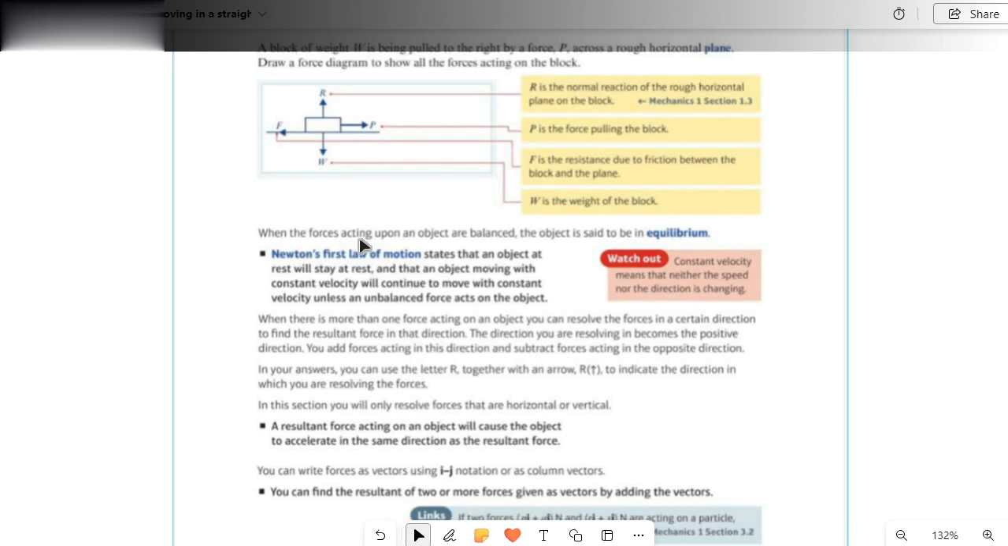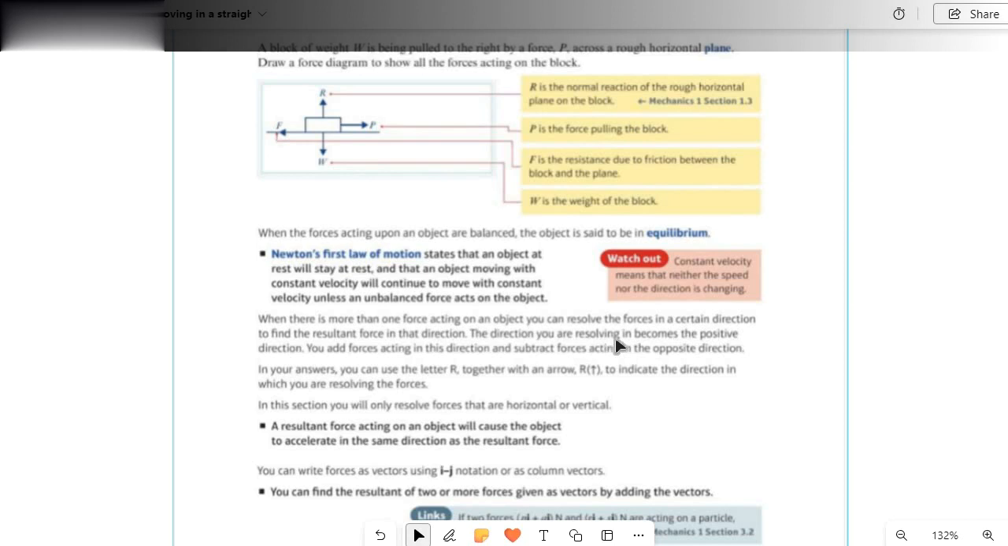When the forces acting upon an object are balanced, the object is said to be in equilibrium. Newton's first law of motion states that an object at rest will stay at rest, and an object moving with constant velocity will continue to move with constant velocity unless an unbalanced force or a resultant force acts on the object. When there is more than one force acting on an object, you can resolve the forces in a certain direction to find the resultant force in that direction.